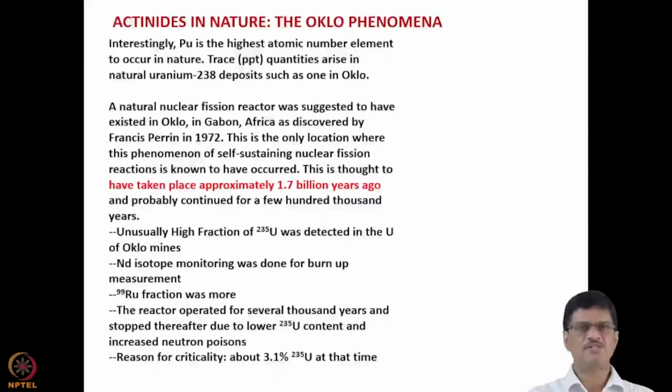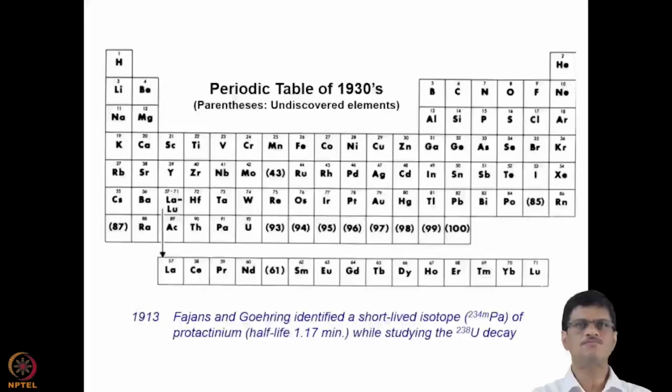there are also signatures of this fission, because neodymium isotope monitoring was done for burn-up measurements, and from the isotopic ratios it was found that there is definitely a change from what is expected from the normal, and this neodymium fission product signature was seen. Then the ruthenium-99 fraction was more, and also the reactor operated for several thousand years and stopped thereafter due to the lower uranium-235 content and increased neutron poisons. So this suggested that plutonium existed in these Oklo mines.